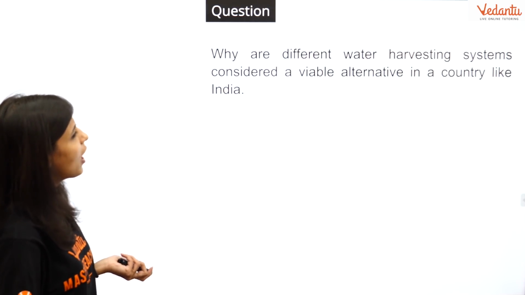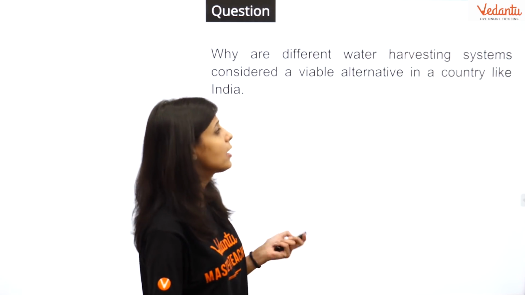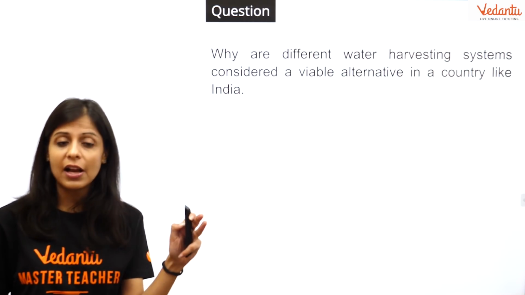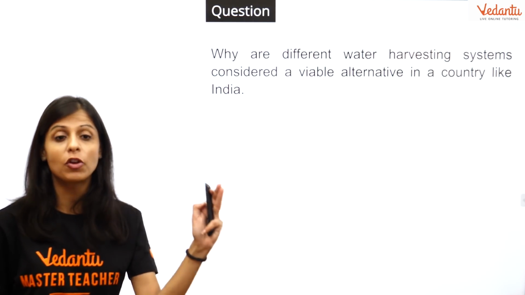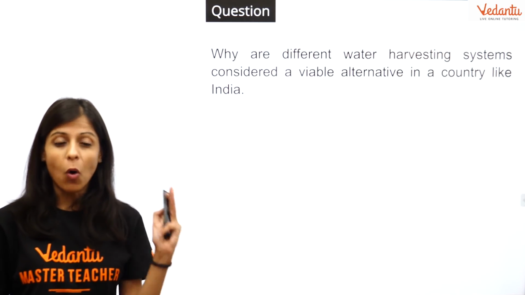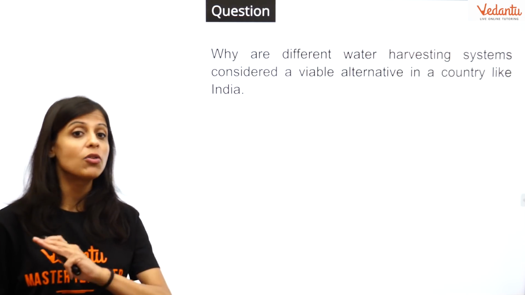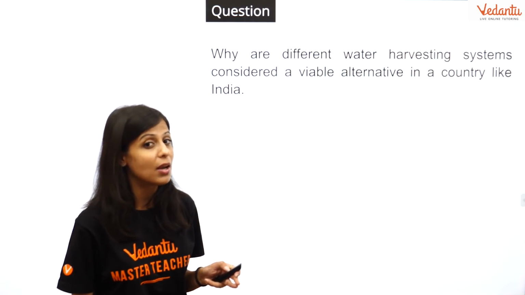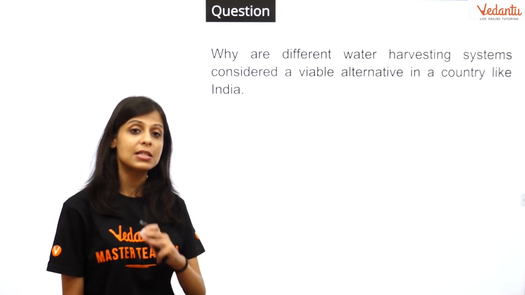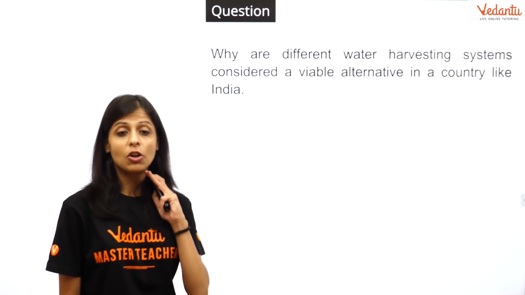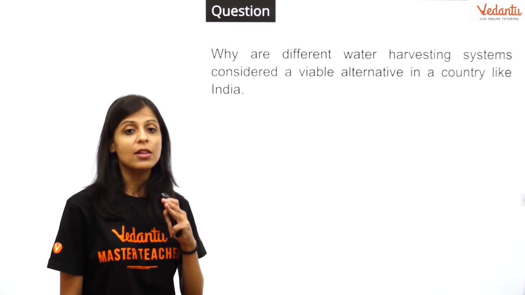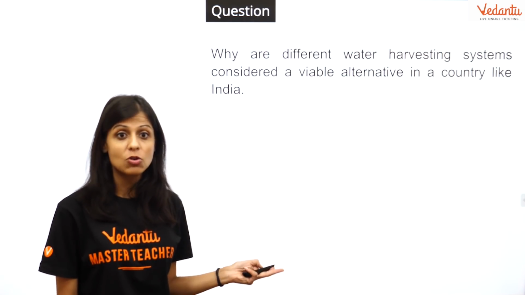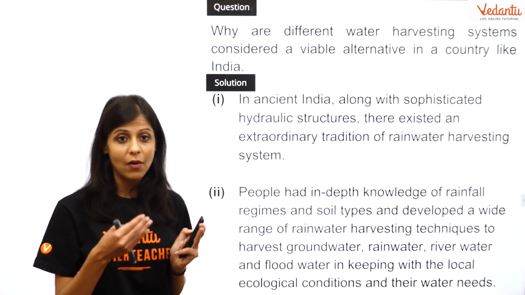Why are different water harvesting systems considered a viable alternative in a country? So we have a lot of water harvesting systems. Different areas opt for different choices when it comes to water harvesting. In India we do not have a uniform distribution of water. The monsoon is quite erratic. We can't depend on the water table everywhere. So yes, even in a state like Meghalaya that has the maximum rainfall, there is a time when they face acute water shortage, and there we use bamboo sticks to conserve or to harvest the water.